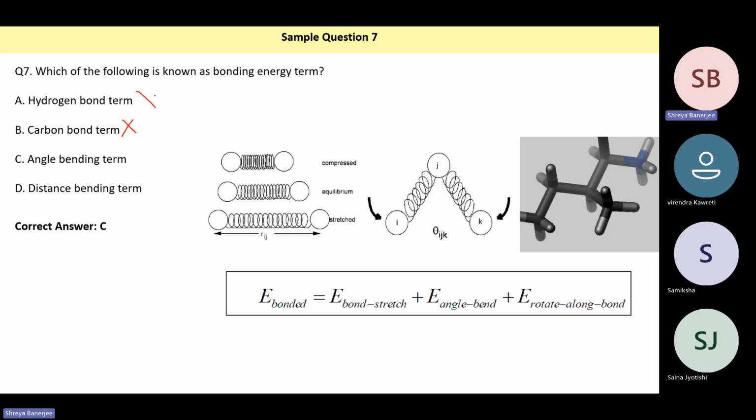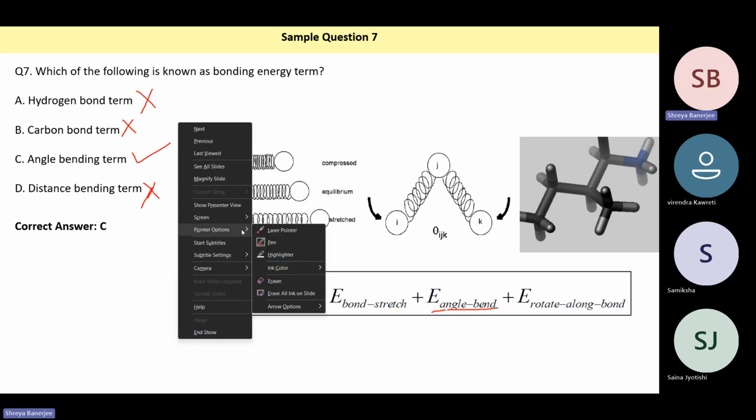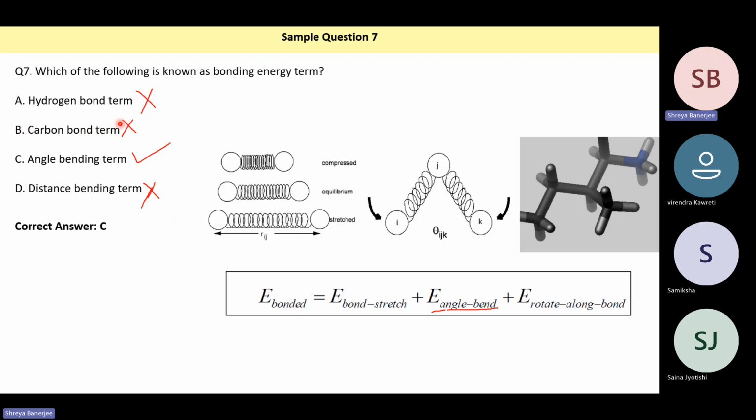And there is nothing called distance bending, so this term is also wrong. The only correct term is this angle bending term. If it was written carbon-carbon bond, that would also be correct, but there is nothing known as carbon bond. So this option is confusing, but it is wrong. In the bonding energy term, you have 3 terms: angle bending, bond stretching, and rotation along bond. Among these 3, the only one in the options is angle bending. So it is option C.